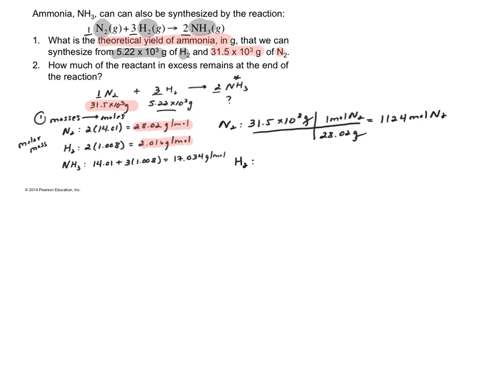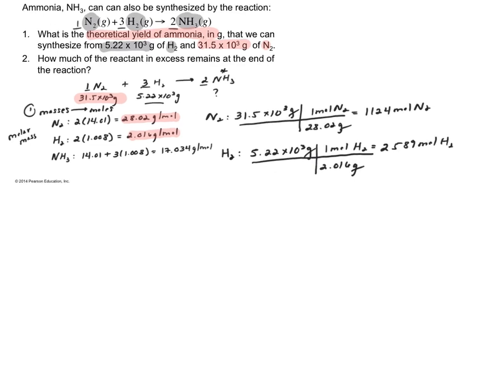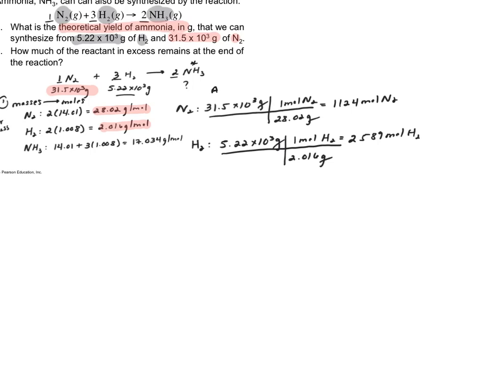I'm then going to do the exact same thing for hydrogen. We had 5.22 times 10 to the third grams initially. I'm going to divide my mass by the molar mass for hydrogen, which is 2.016 grams for every 1 mole of hydrogen. Again, grams will cancel and we're left in moles. For hydrogen, this ends up being 2,589 moles of hydrogen. So this was part A, conversion from mass to moles for our reactants.